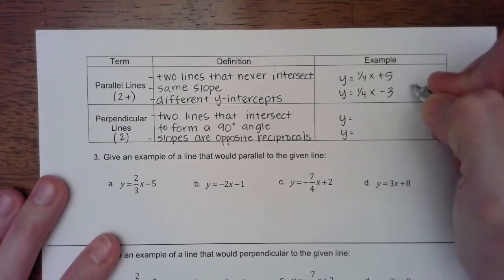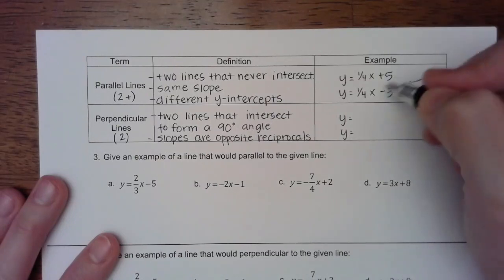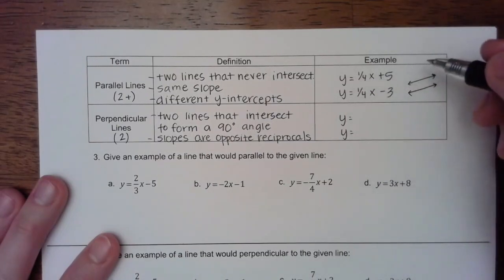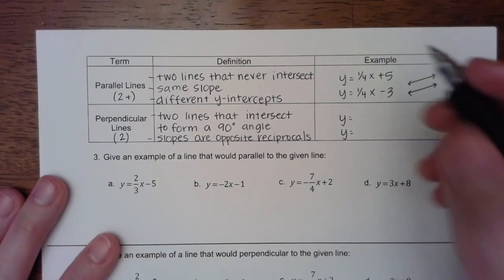So they would both look a little something like this if you graphed them. One of the y-intercepts would be down lower than the other one, but these 2 lines would both be going up at the same rate, so they would never cross each other. So the picture should help you with this one. Parallel lines never intersect each other.